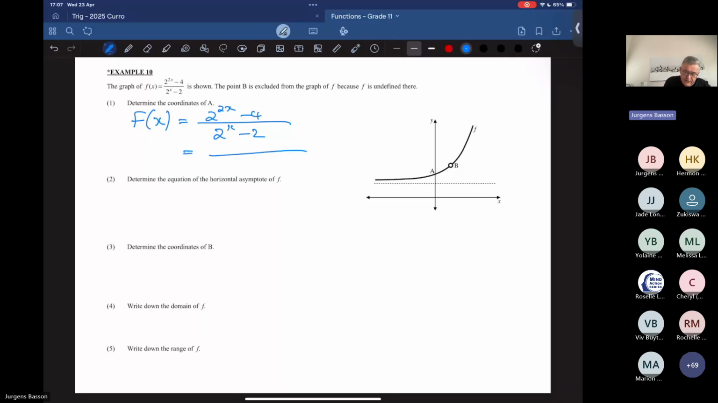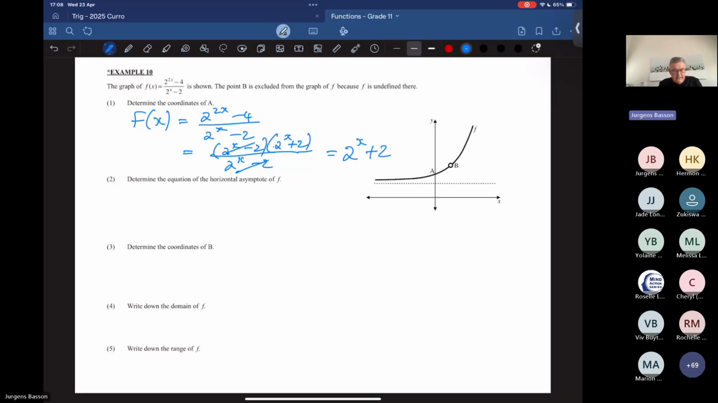So what you need to realize with this question, that the numerator is the difference of squares. So that is 2. I'm now rushing a little bit, and now everything is a mess. So I've got 2 to the 2x minus 4 over 2 to the x minus 2. And then 2 to the x minus 2, and then I can factorize this. And they cancel, and we get 2 to the x plus 2. So this is the equation of f, excluding b.